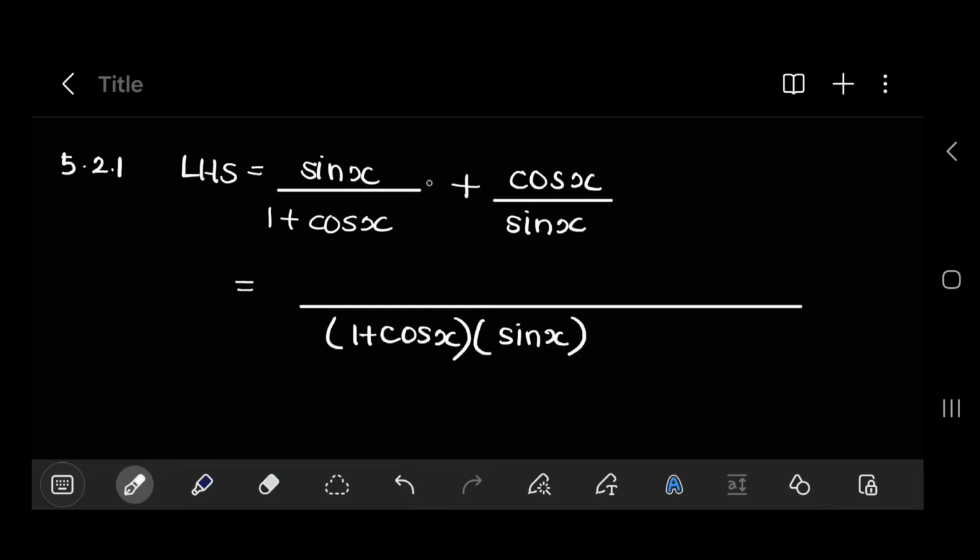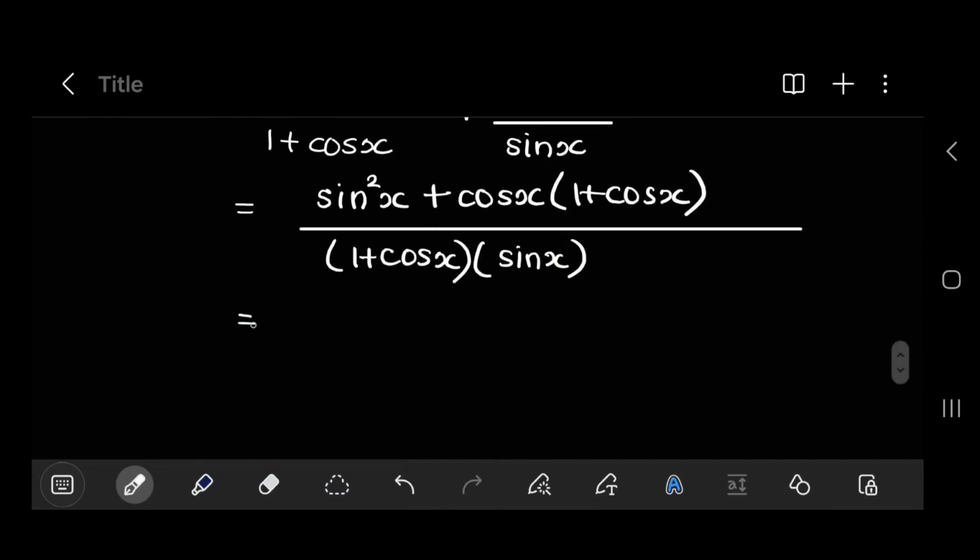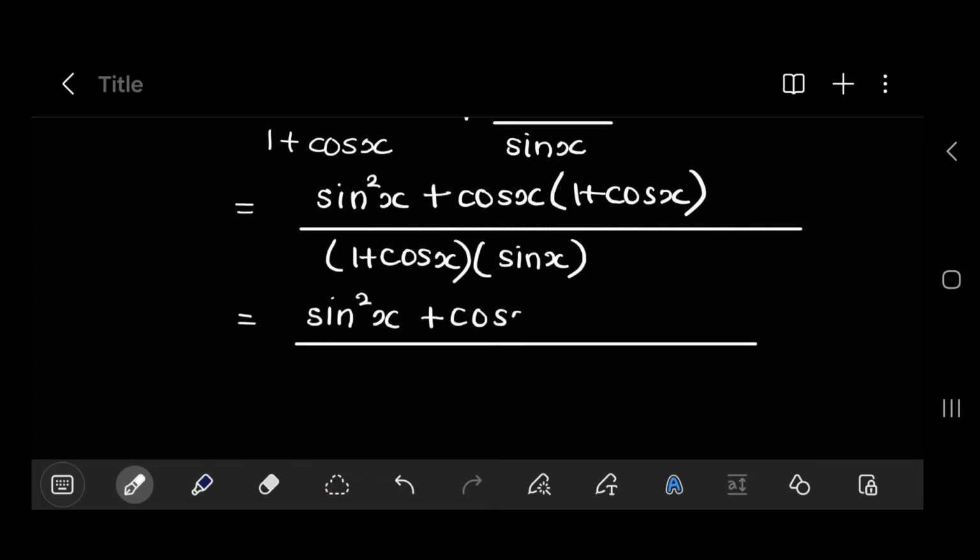So we're going to have sine x times sine x, which gives us sine squared x. And then we're going to have this denominator 1 plus cos x multiplying across with cos x. So it's going to be cos x times 1 plus cos x. Now let's expand that numerator. We've got sine squared x plus cos x times 1 is cos x. Cos x times cos x is cos squared x. And your denominator stays as is at the moment.